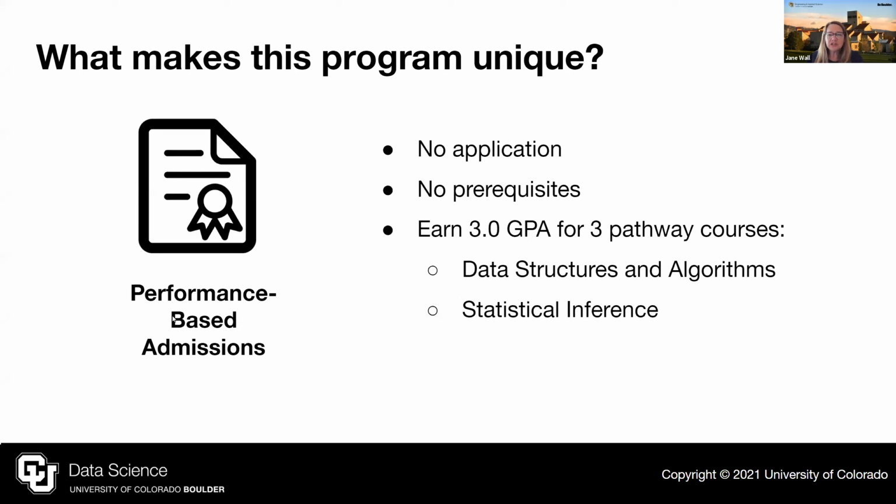Simply complete a series of 3 courses called a pathway specialization with a cumulative GPA of 3.0 or higher. That's a B average. When you complete that, you are admitted as a graduate student at the University of Colorado Boulder. That's the power of performance-based admission.